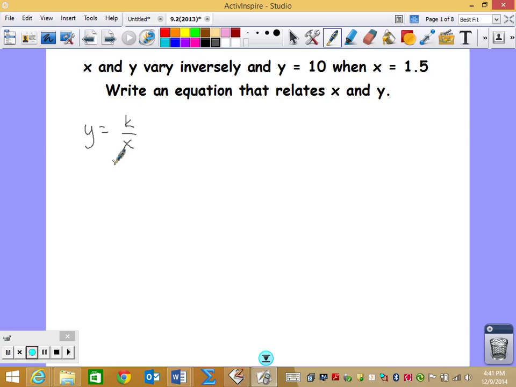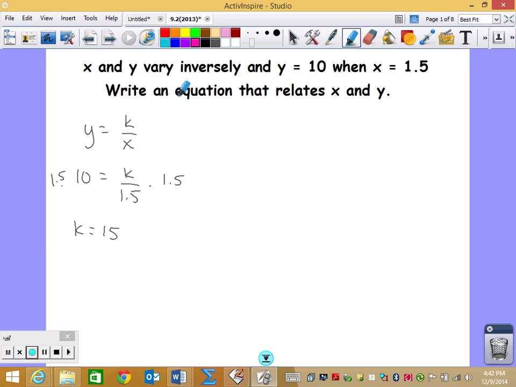So I substitute in the numbers. 10 equals k divided by 1.5. To solve for k, I would multiply by 1.5. And k would equal 15. And then again, I need to write the equation.